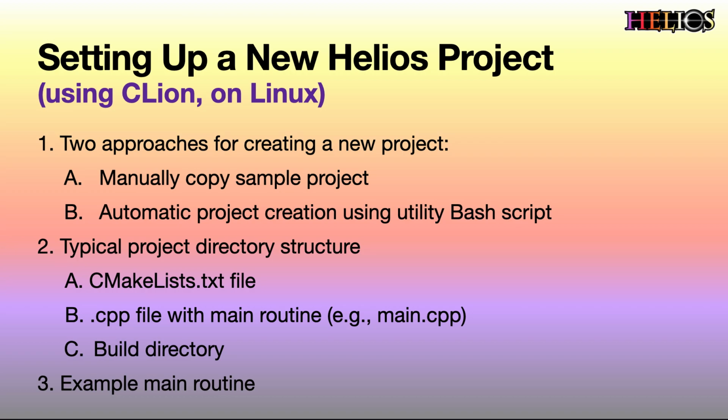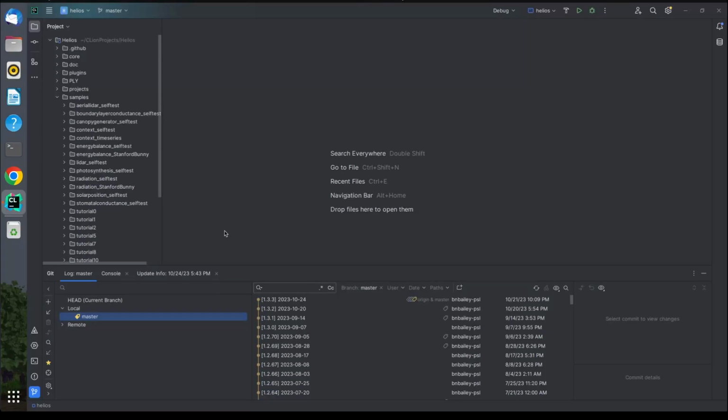Then we have a build directory where we're going to actually configure and build the project. This is going to contain the executable that we eventually run. And then I'll take you through developing a very simple main routine so that we can get an idea of what that typically contains. So here I have open CLion.